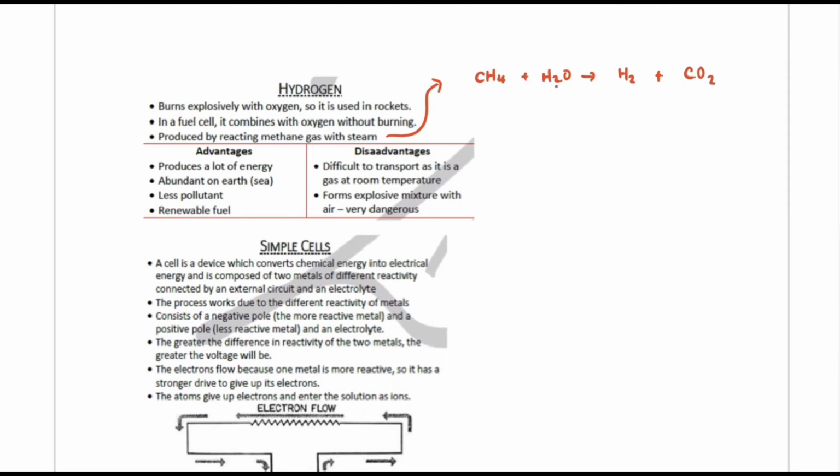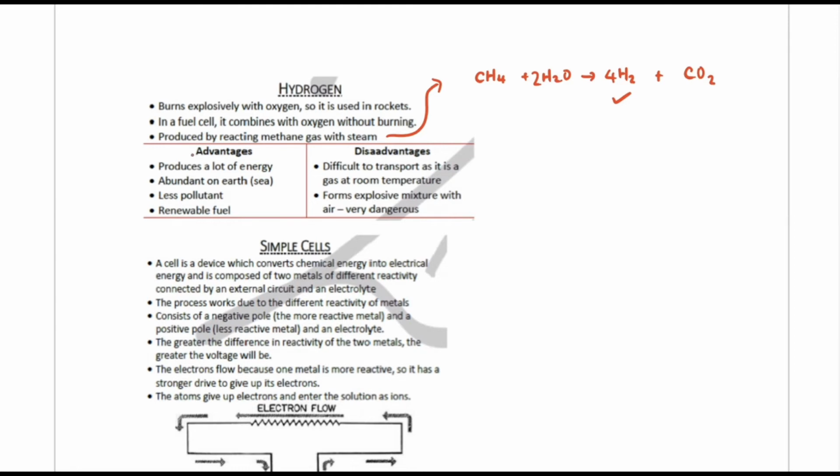Currently we have 6 hydrogen. Okay, let's balance the oxygen first. We put 2 here, 2 oxygen, balanced. Now we have 4 plus 4 hydrogen, which is 8. So 4 times 2 is 8. And carbon, yes, balanced. So that's the equation. Methane gas, CH4, steam, H2O, react to form hydrogen gas. Hydrogen gas is used in rockets, hydrogen gas is used in fuel cells.